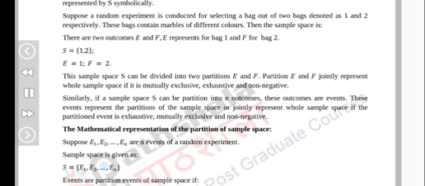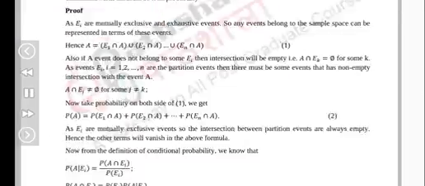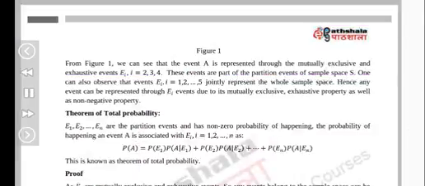Venn diagram representation of the partition of sample space. Figure 1. From Figure 1, we can see that the event A is represented through the mutually exclusive and exhaustive events Ei, i equals 2, 3, 4. These events are part of the partition events of sample space S. One can also observe that events Ei, i equals 1, 2, 5 jointly represent the whole sample space. Hence any event can be represented through Ei events due to their mutually exclusive, exhaustive and non-negative properties.